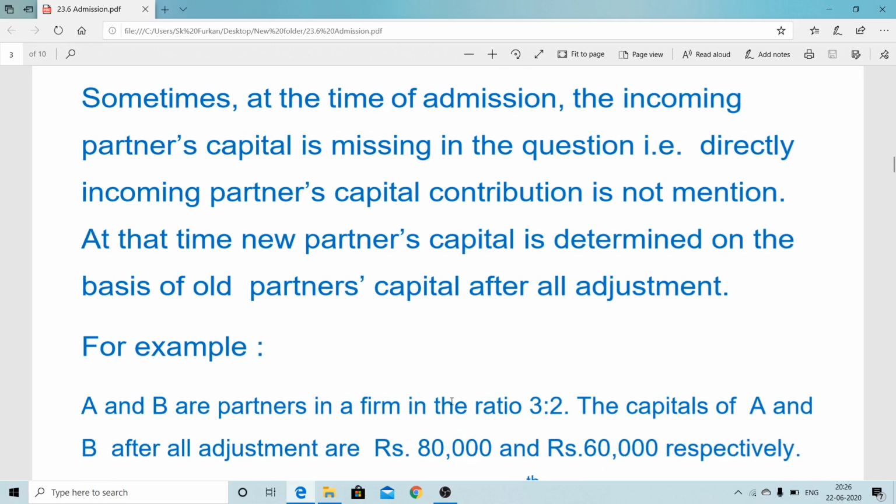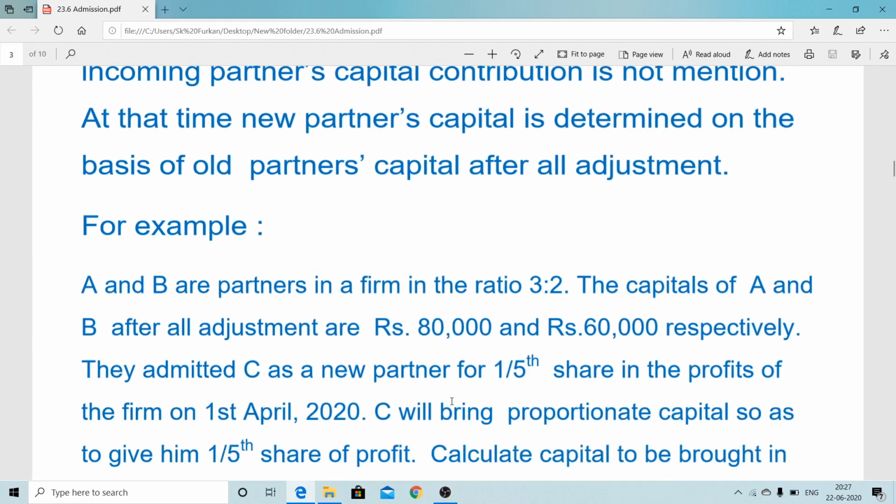Shortly, I can say that when the new partner's capital is missing, the information will be such that the new partner will bring proportionate capital of the old partners' total combined capital after all adjustments. It will be easy to understand if we consider the example.